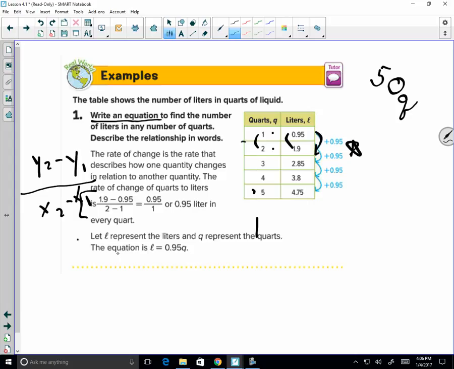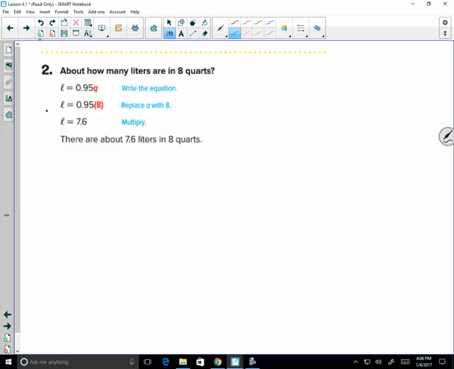So down here it says let L represent the liters and let Q represent the quarts. So this equation is liters, because L stands for liters, equals 0.95 quarts. That's what that means. So let's go ahead and look at 2.